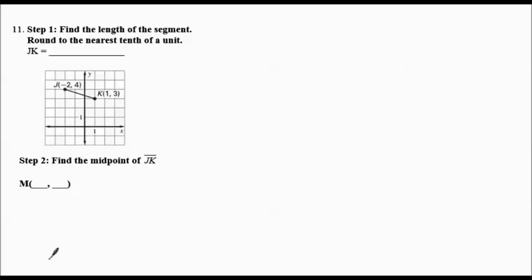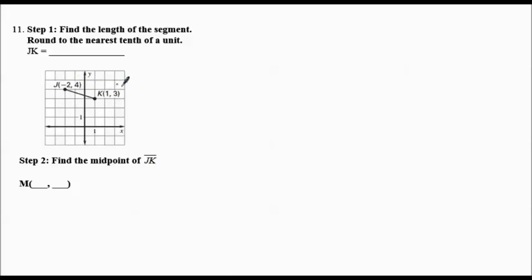Let's do some more review problems for the Unit 2 test. Here, they ask us to find the length of the segment, rounded to the nearest tenth. This information is important because we need to round correctly once we have our final answer. They're giving us 2 points, point J and point K.